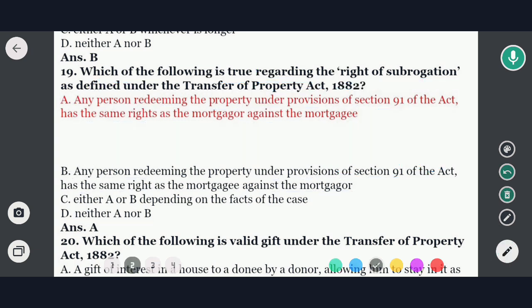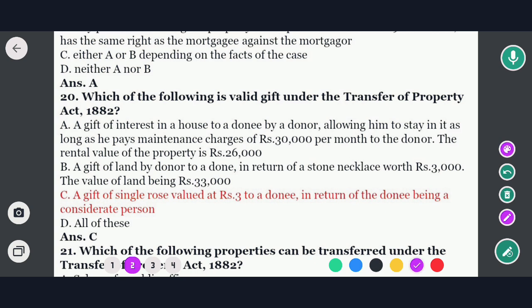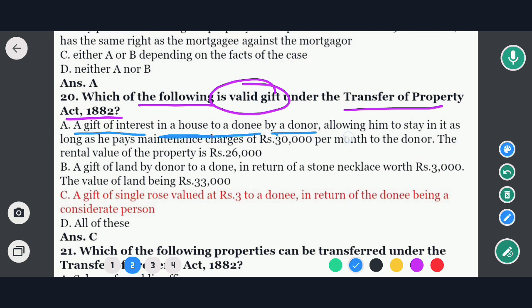Now the next question is, which of the following is a valid gift under the Transfer of Property Act 1882? Option A: a gift of interest in a house to a donee by a donor, allowing him to stay in it as long as he pays maintenance charges of rupees 30,000 per month to the donor.